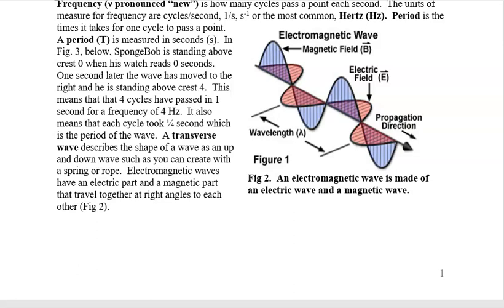Electromagnetic waves have an electric part and a magnetic part that travel together at right angles. So if you see that image there on the right, the electric part is the up and down part, the magnetic part is the side to side part. Now that could be reversed. We're just arbitrarily saying that the electric part is the up and down part. It could be turned in any angle actually, but they're at 90 degrees to each other, as you can see. So electric waves and magnetic waves travel together in what's called an electromagnetic wave.